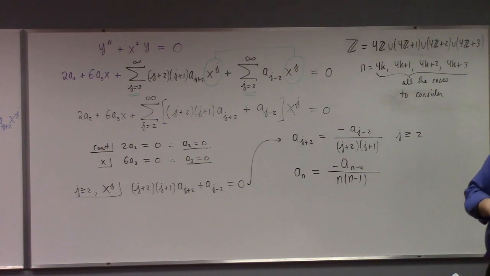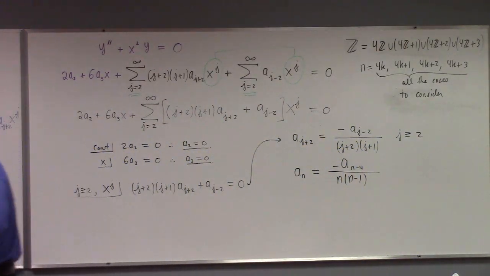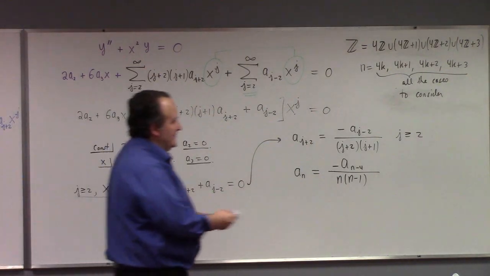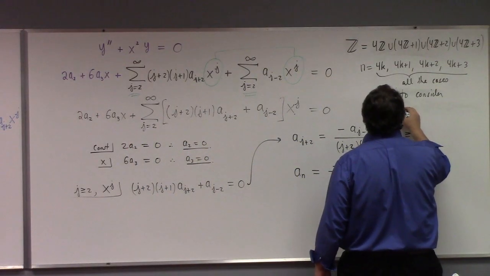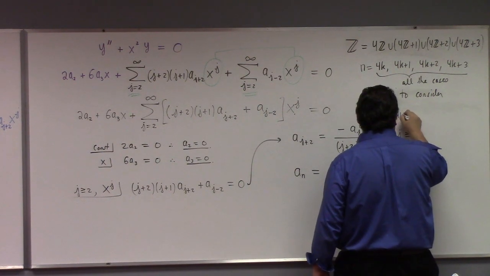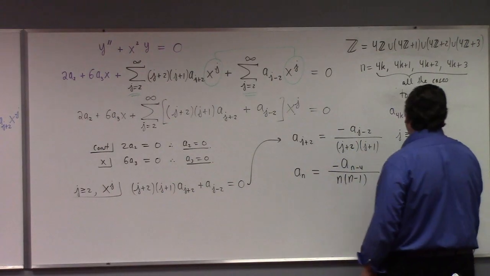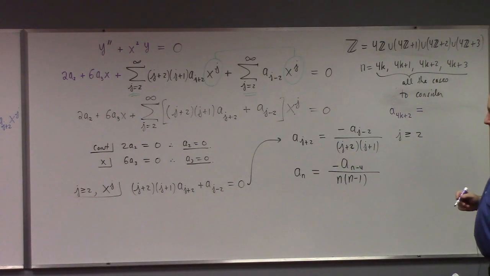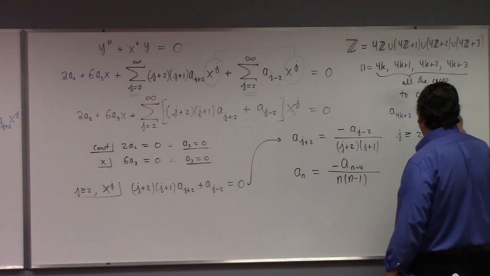Does that make sense? Like we divided even and odd last time, right? But this time it's more natural to think about fourplicity, if you like. So you guys tell me, what is a sub 4k plus 2 equal to? It's equal to a sub 4k plus 3.